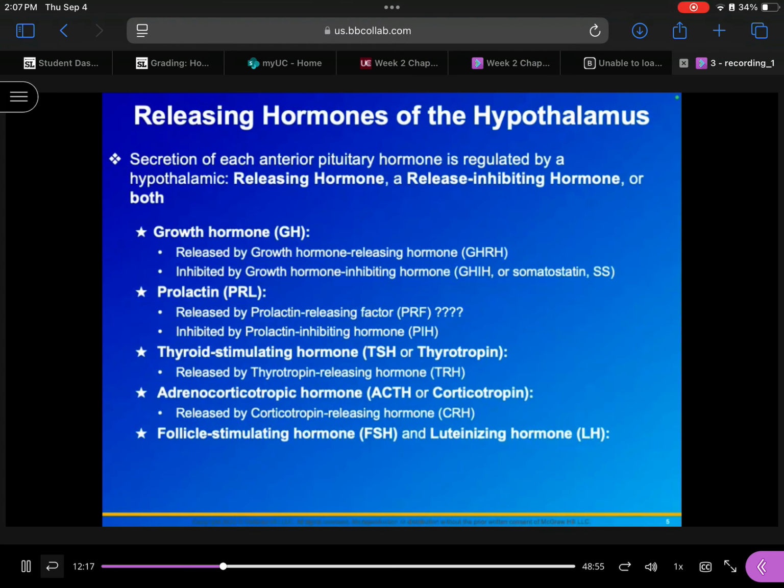Then we have follicle stimulating hormone and luteinizing hormone. These two are actually called gonadotropins as a whole because they are acting on another organ, and that's going to be the ovaries or the testes. Now, what releases those is going to be gonadotropin releasing hormone, or GnRH. All right, so you should be aware of these types of things. It's pretty self-explanatory, and remember, it's going to be multiple choice on the exam.